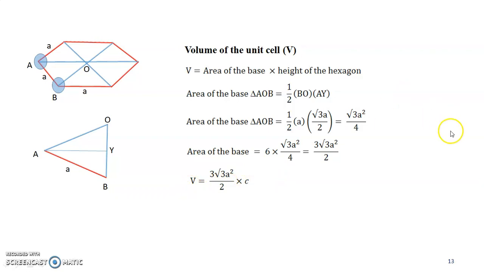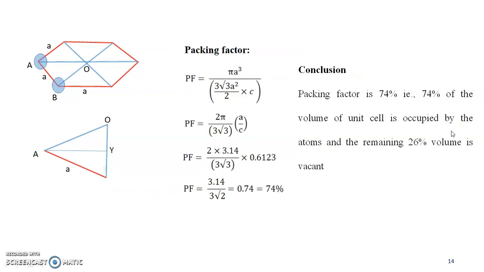Now we are substituting both numerator and denominator. That is the atomic packing factor: the calculated numerator, pi a cube, over this calculated denominator. If you simplify, finally you will get a number, that is 0.74.